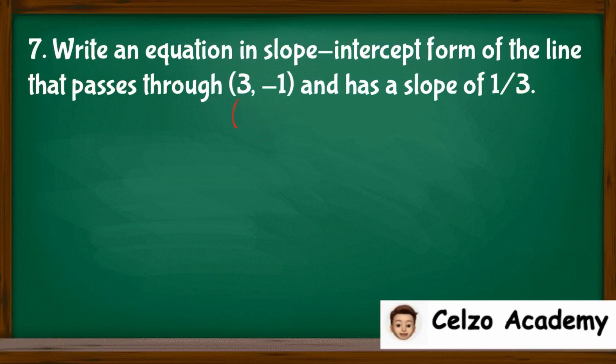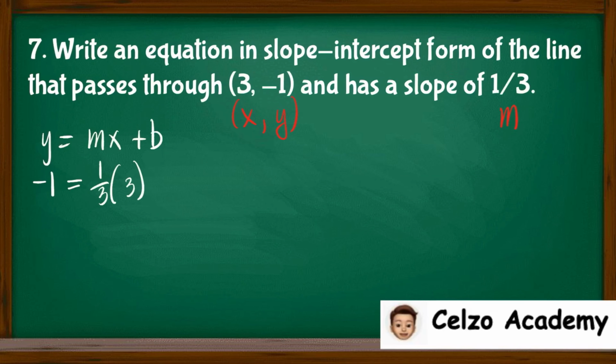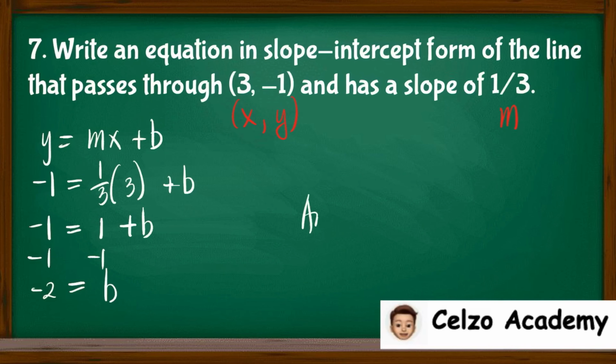Question number 7. The given ordered pair is 3, negative 1, which is our x, y values, and the slope is 1/3. Using the slope-intercept form y equals mx plus b, we can substitute the y value negative 1, m is 1/3, x is 3, and then our b value, plus b. So now we have negative 1 is equal to 1/3 times 3 is 1, plus b. We subtract 1 from both sides. So we have negative 2 is equal to the b value. And the equation of the line is y equals 1/3 x plus b, which is minus 2.